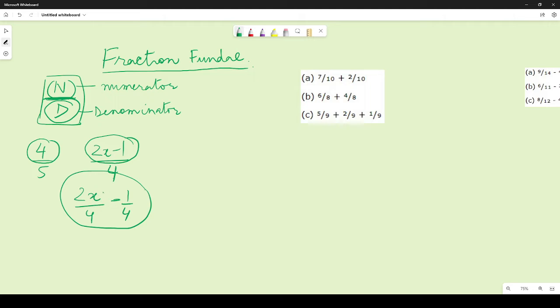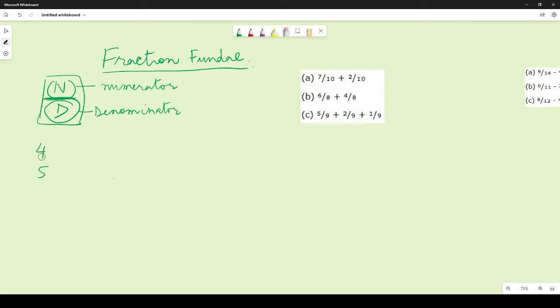This is a very common error that students in higher classes commit when they are doing fractions involving algebraic expressions or algebraic terms. So first and foremost, understand that whatever is above the line is an entire thing, the whole thing is the numerator, and whatever is below the line is the whole thing that goes as the denominator.